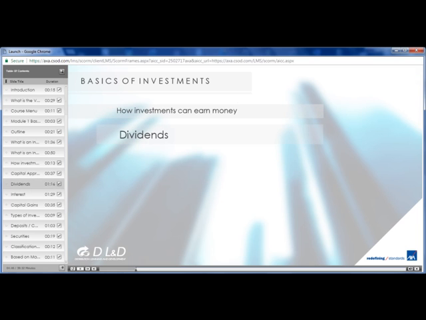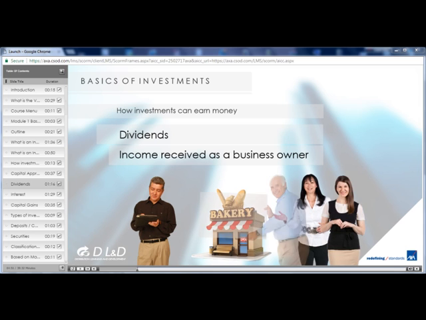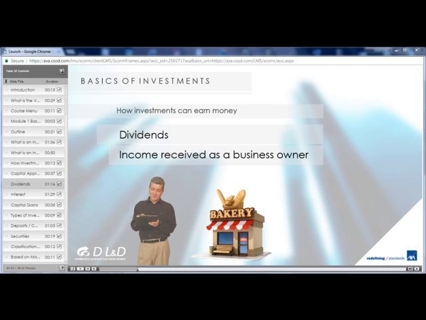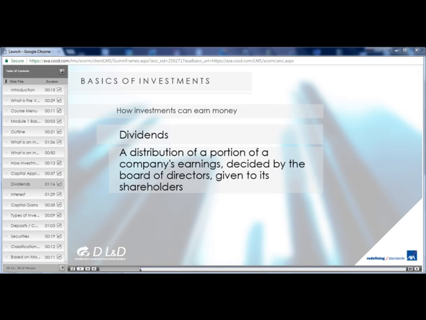Now let's talk about dividends. As defined, it is income received as a business owner. Let's look at this example. A man wants to open a new business. To do this, he gathers money from investors and issues shares. After some time in operation, the business is successful and sales are high. The owner now has the ability to either invest in growing the business or pay off his investors. He decides to use the funds he has to give back to his investors in the form of dividends. And these dividends are a distribution of a portion of a company's earnings, decided by the board of directors to its shareholders.